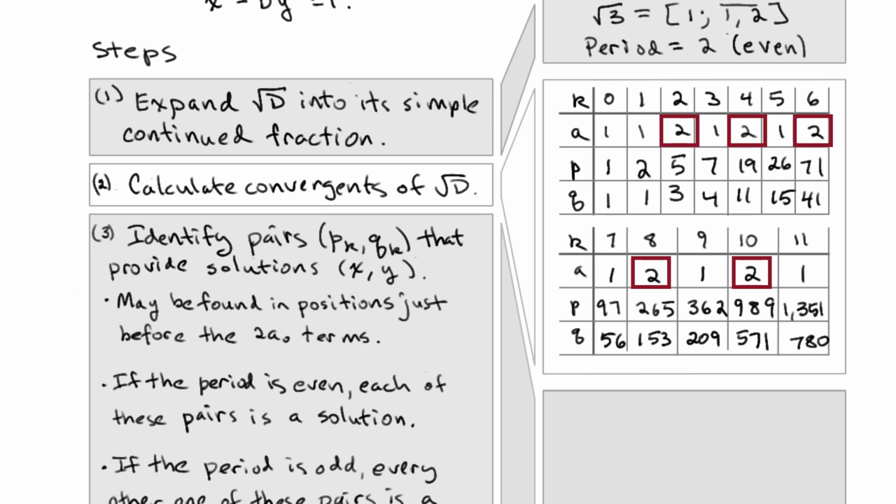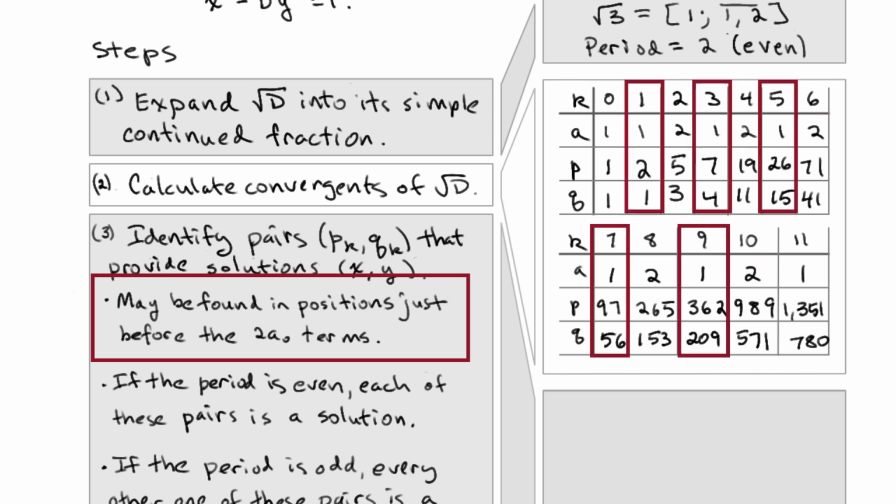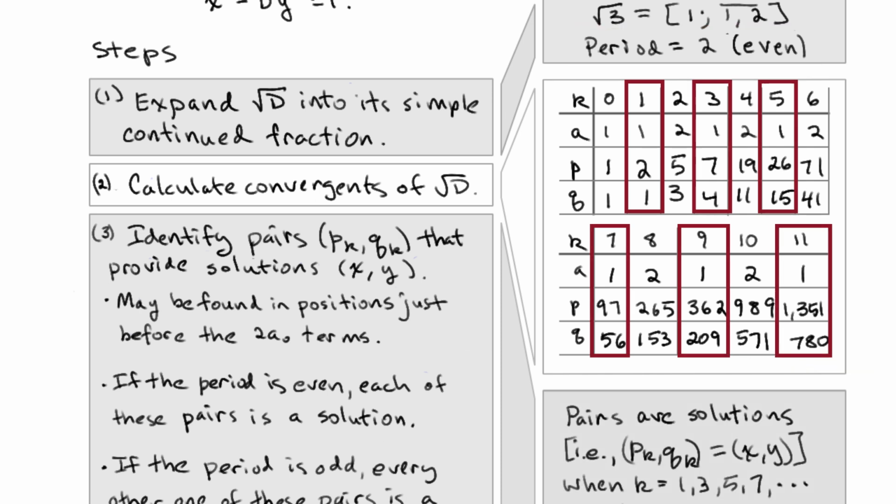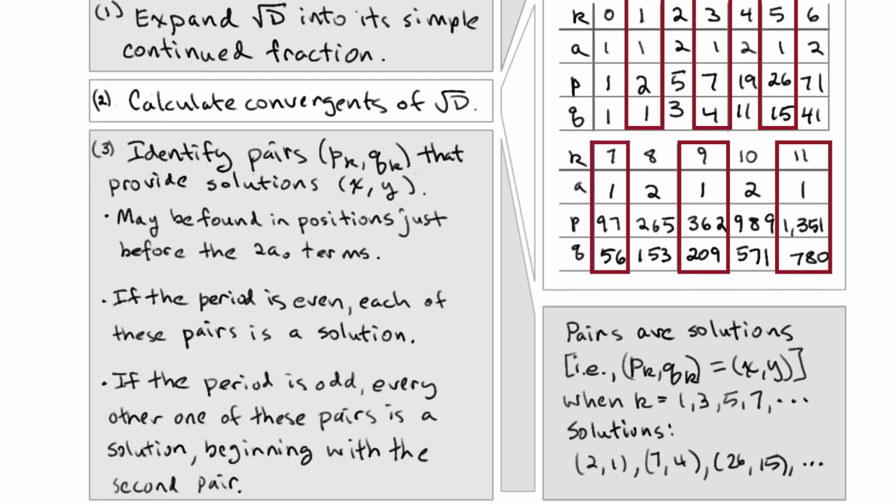Let's talk through step 3. It isn't the p and q in the same columns as 2 times a0 that may have solutions. It is the columns just before them. So these columns. The period is even, so the pair of p and q in each of these columns is a solution. Therefore, we can see that p and q are solutions when k equals 1, 3, 5, 7, and so on indefinitely. The solutions are 2, 1, 7, 4, 26, 15, etc.